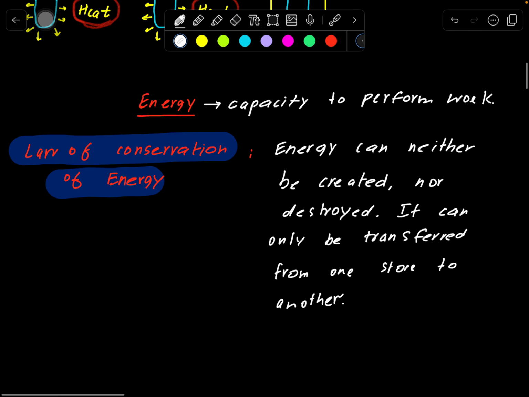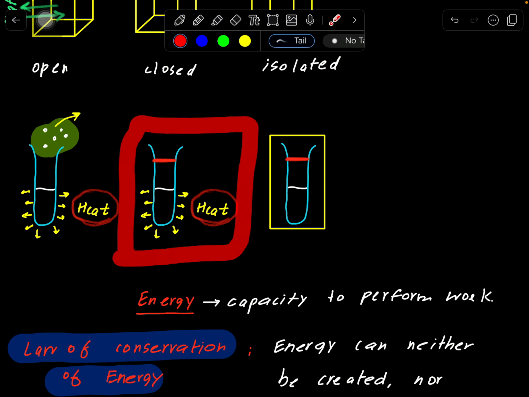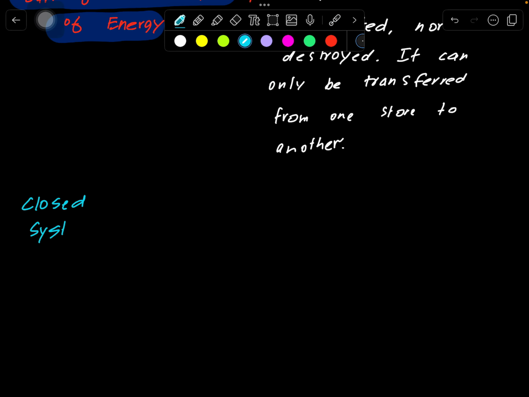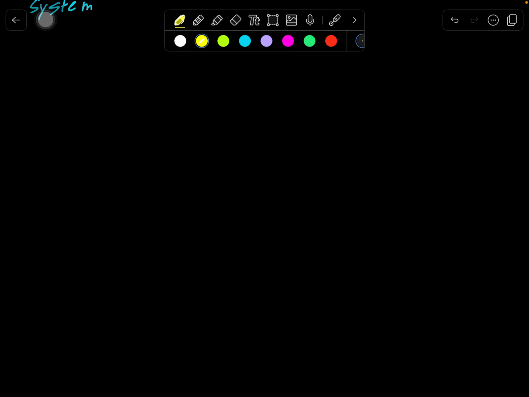This means that in a closed system, where no matter leaves the system, the total amount of energy is constant. Okay? We have different types of energy as well.